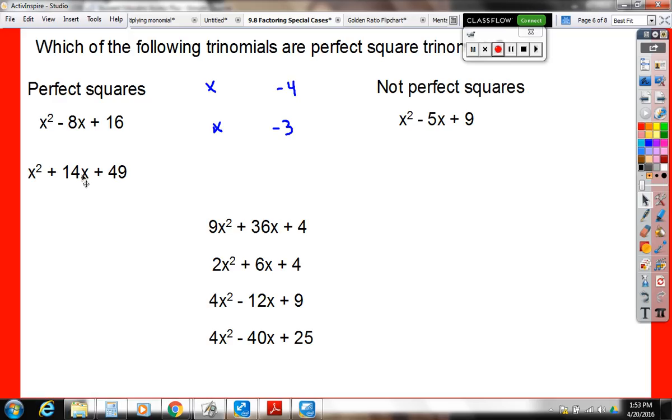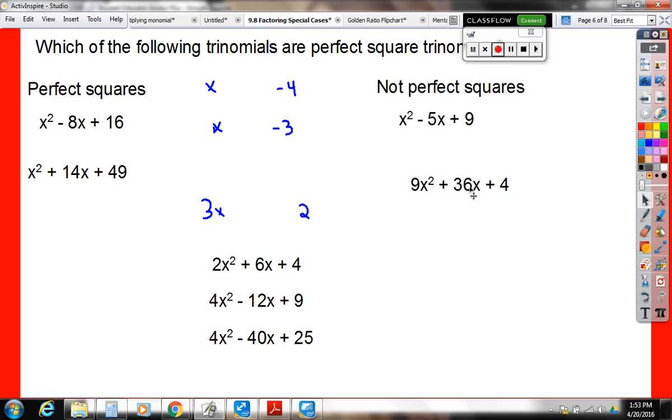Okay, next one, Nick, is that a perfect square trinomial? Okay, let's check. Square root of 9x squared is 3x. Square root of 4 is 2. What's 2 times 3x? 6x. And what's 6x times 2? 12x. Is this a 12x? No, so it's not a perfect square trinomial. It has the two perfect squares on the ends, but the middle disqualifies it from being a perfect square.